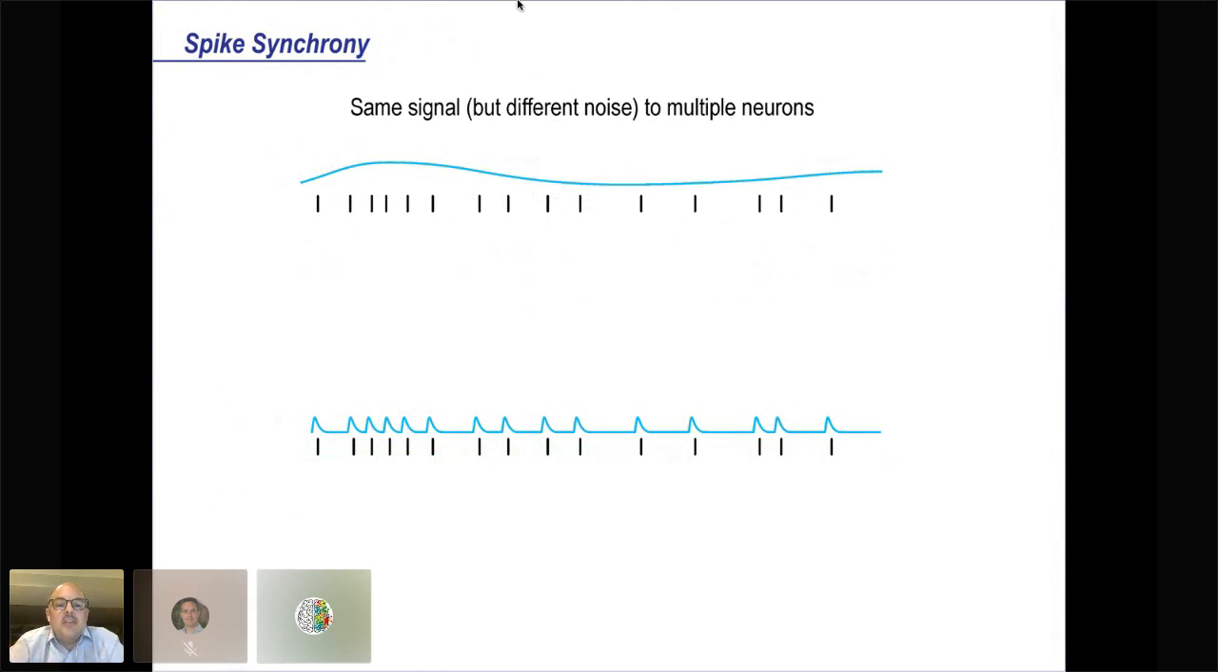And so imagine that we gave the same signal but different noise to multiple neurons, right? So there's a common signal to multiple neurons, or to the same neuron over multiple trials. It's more or less the same sort of concept.